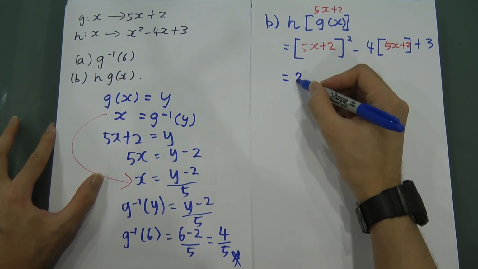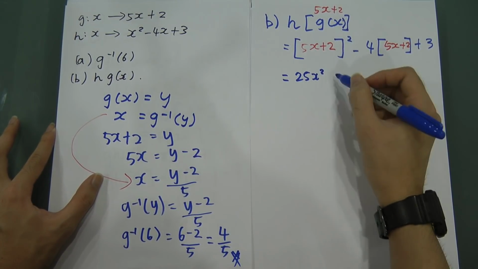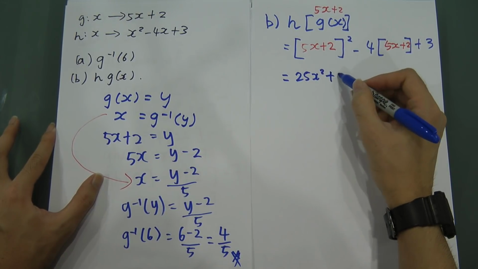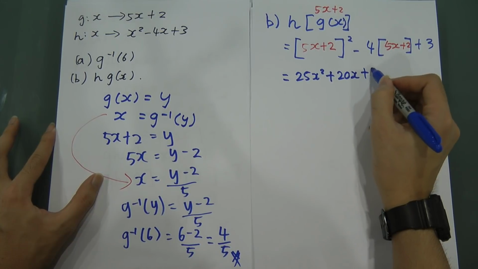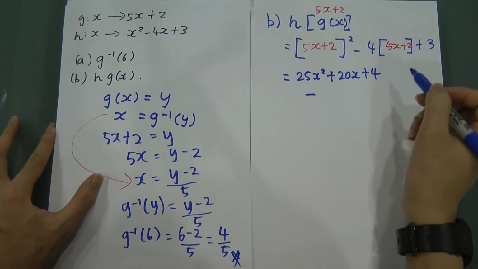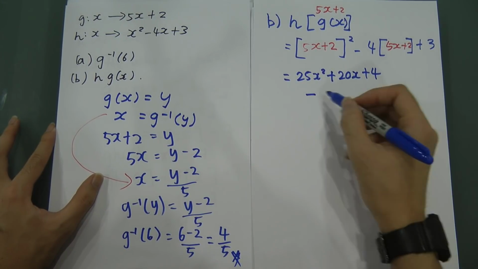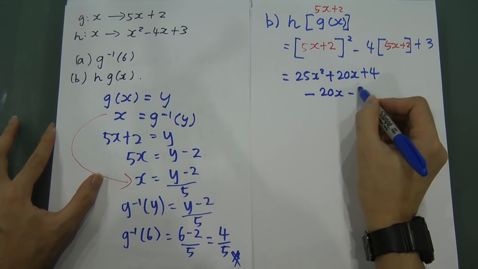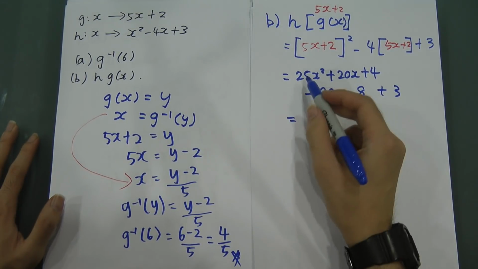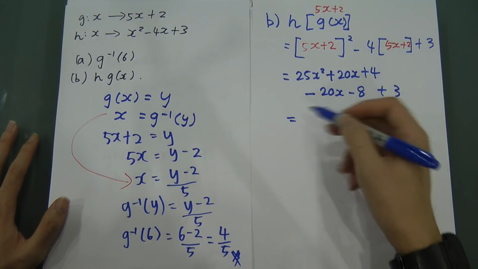This one we have got 25x squared. Okay, 2 multiple 10x, 10x multiple this one, plus 20x plus 4, minus, okay, I continue right on the bottom, minus this one multiple in, we have got negative 20x, negative 8, plus 3. Okay, then we just solve this one.